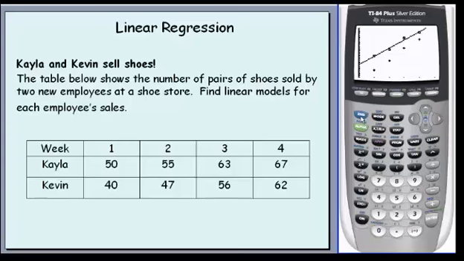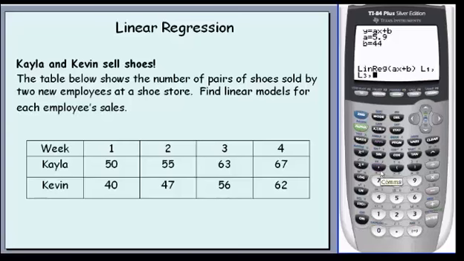Let's find a linear regression for his data. I'm going to quit. Remember, we go to Stat, arrow over to Calc, linreg, enter. I don't want to hit enter again because I want to tell it the x's are coming from L1. I need to type a comma. I have to tell it that the y values are coming from L3 this time. Remember, we put Kevin's data in that third list.